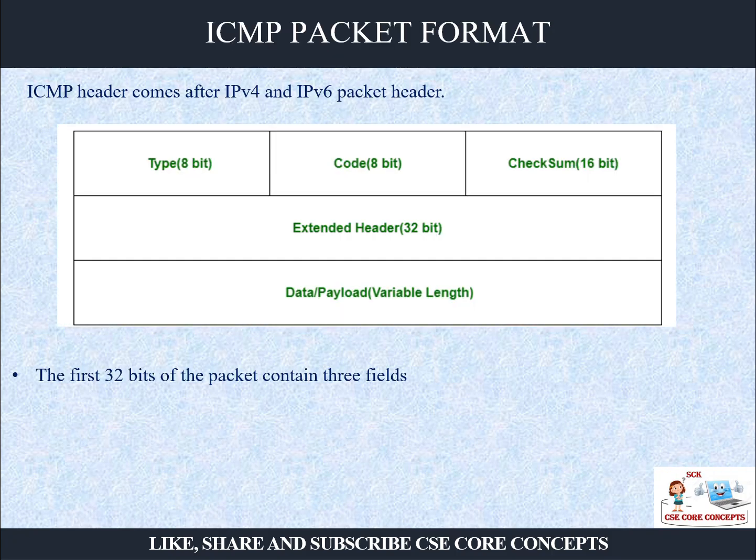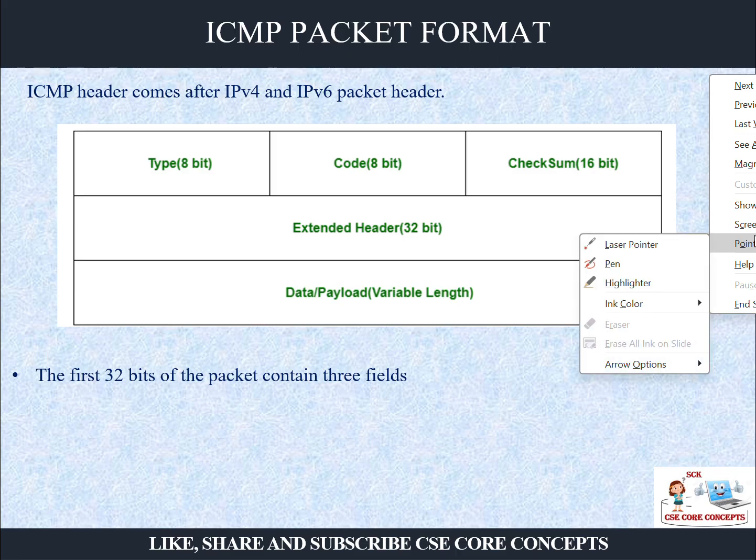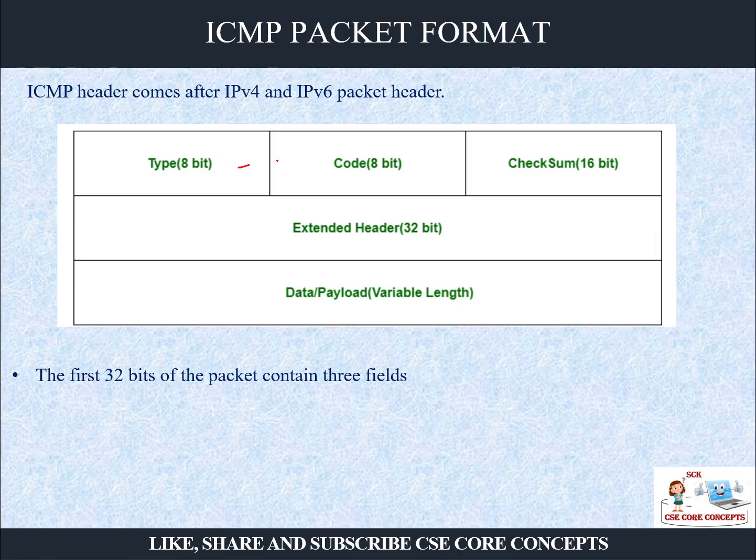This is the ICMP header, which comes after your IP header. The IP header can be anything, your IP version 4 or version 6 header. These are the components of the ICMP header. The first 32 bits of the packet contain three fields: type is 8-bit, code is 8-bit, and checksum is, sorry, 16-bit. So it is 32 bits in total, right?